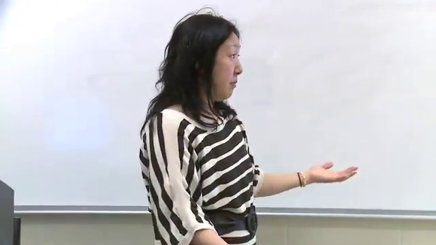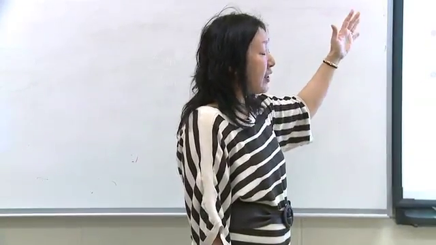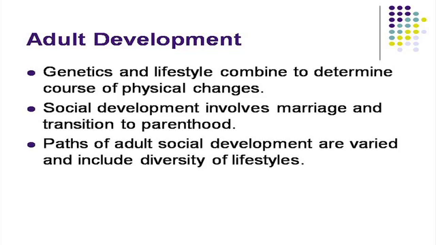Then adult development, okay? Genetics and lifestyle combine to determine the course of physical changes. Social development involves marriage and then transition to parenthood. Paths of adult social development are varied and include diversity of lifestyles. We still have many middle-aged people who are not even married, but they enjoy their lives, or they might be married with many kids, different lifestyles, okay?